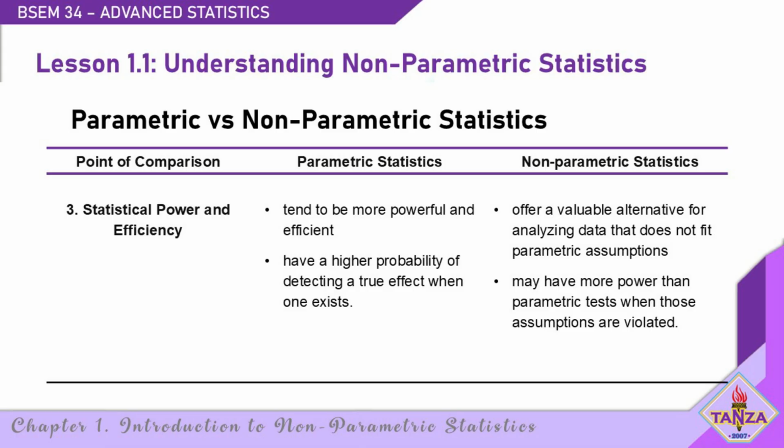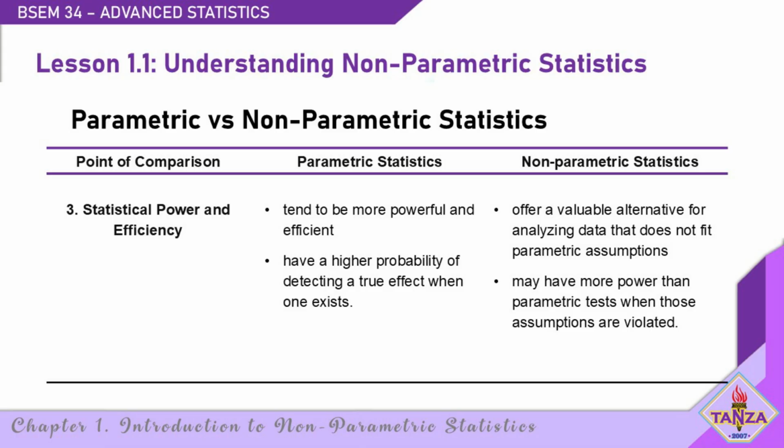Parametric statistics. These tests tend to be more powerful and efficient, but only when their assumptions are met, like normal distribution and scale data. That means they have a higher chance of detecting true differences or patterns in the data. So when your data meets all the right conditions, parametric tests are usually the best option.